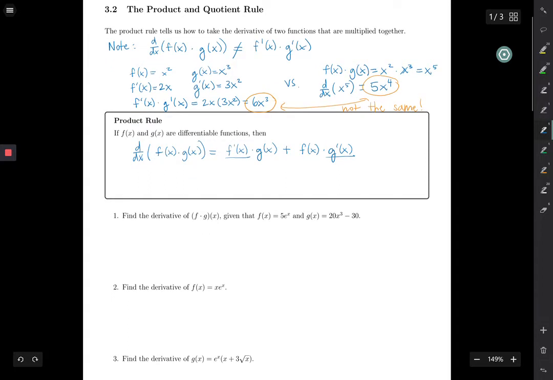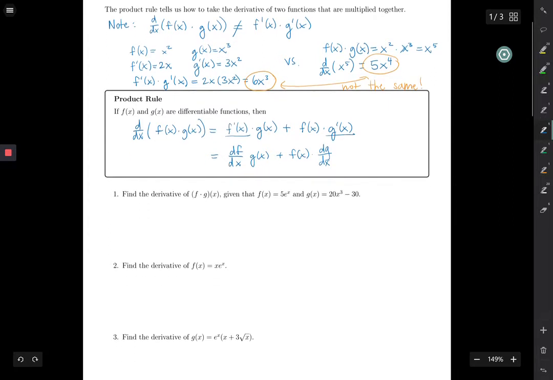Right? And so also, if we want to write this in Leibniz notation, we would just replace f prime with df over dx times g of x, and then f times dg dx for g prime of x.